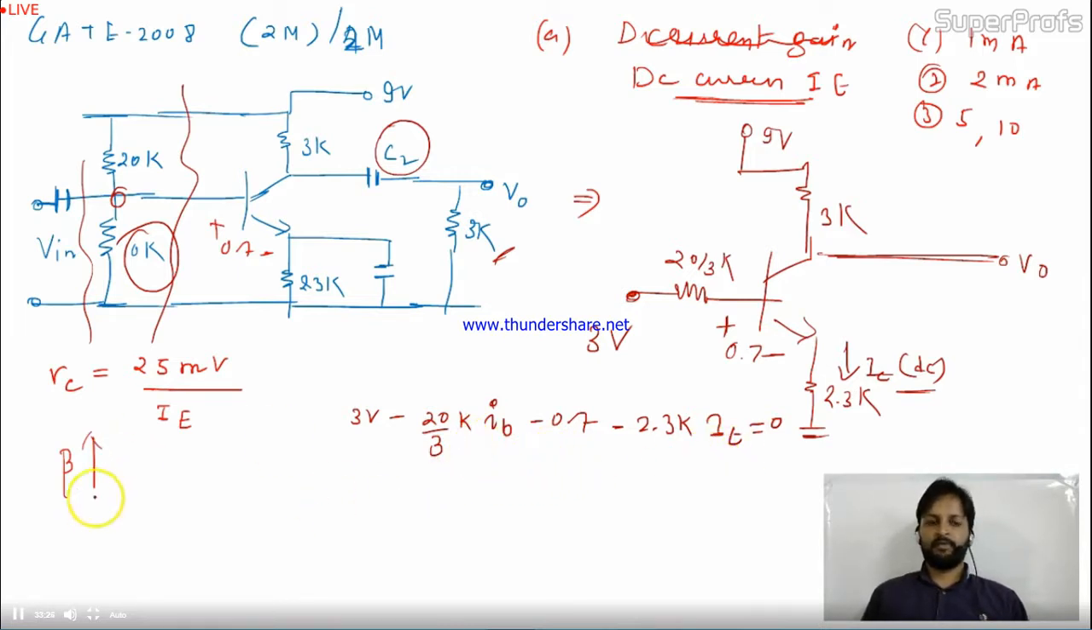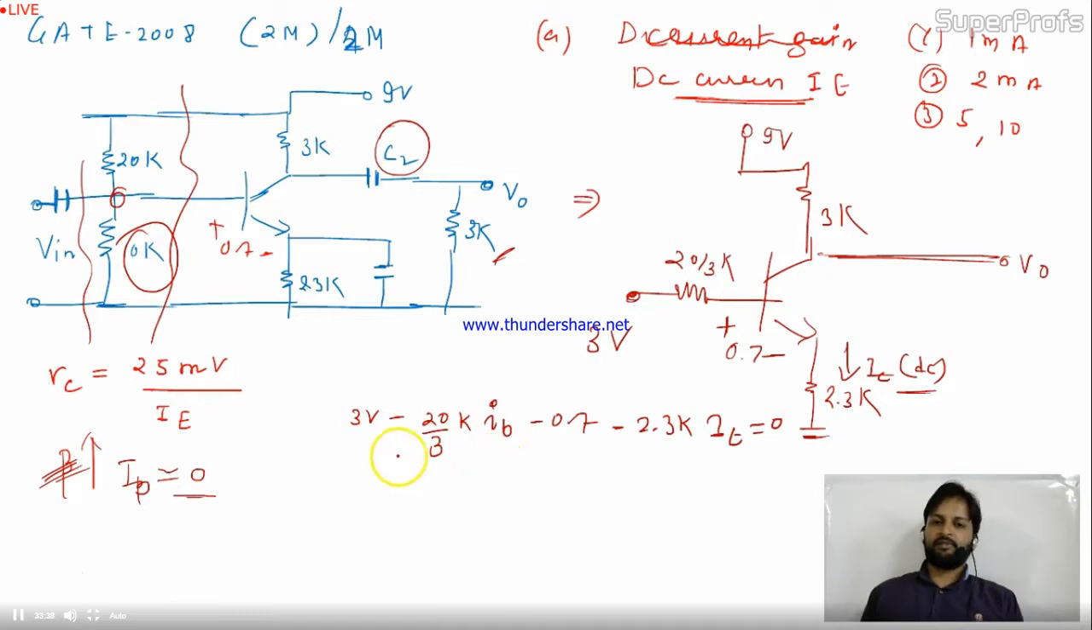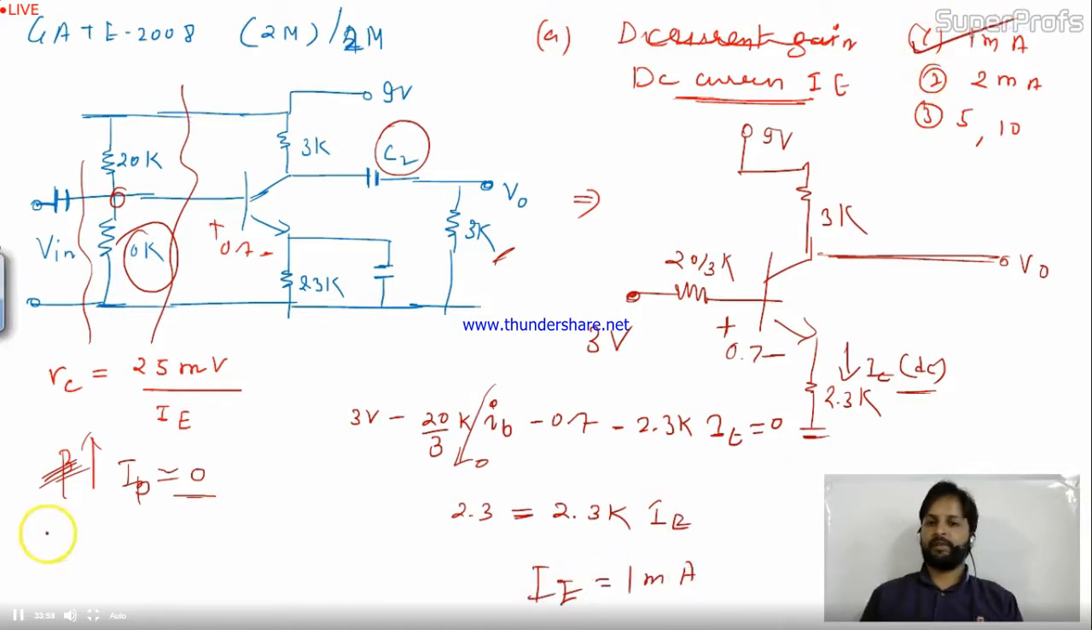Now remember, in the question they have given beta is very large. When beta is very large, IB is nearly equal to 0. So I can remove this IB from the circuit. You will be remained with 3 minus 0.7, it will be 2.3, and it will be 2.3K of IE. So IE is nothing but 1 milliampere. So first portion answer is 1 milliampere. This is a very easy 2 marks question.